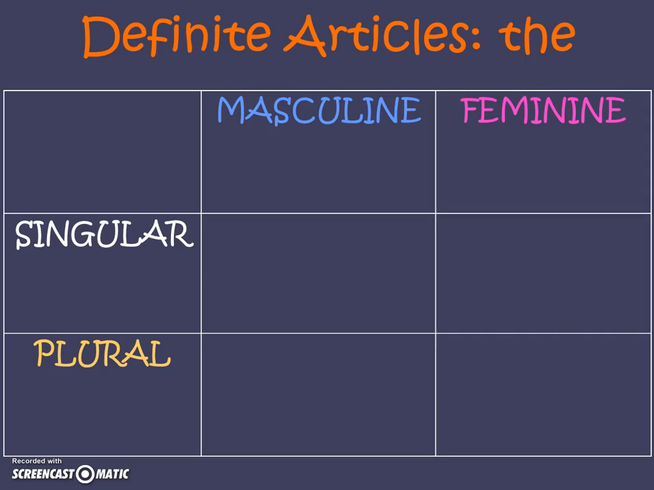So here are the definite articles. First, we have our singular masculine article, which means that if we have a singular masculine word, this is the article that we're going to put in front of it to make it the, and then whatever noun we're using. The feminine singular article is la. The masculine plural article is los. And the feminine plural article is las.